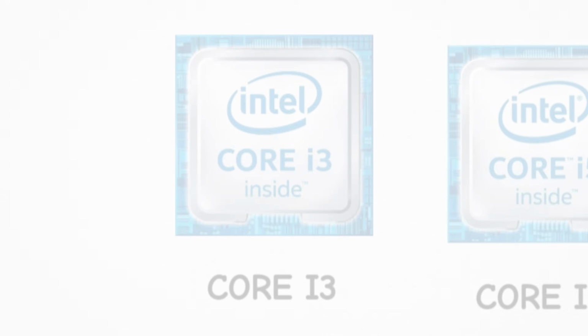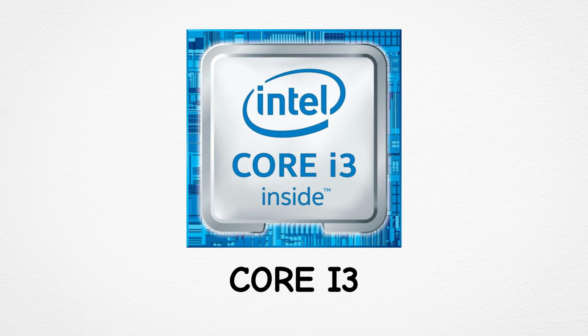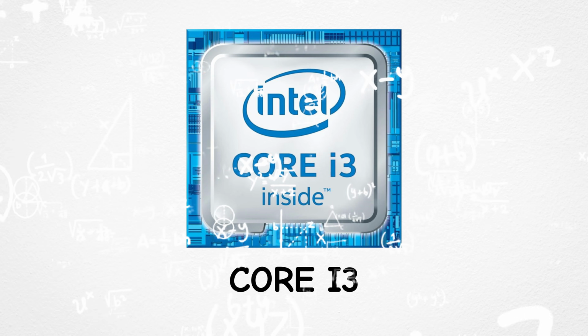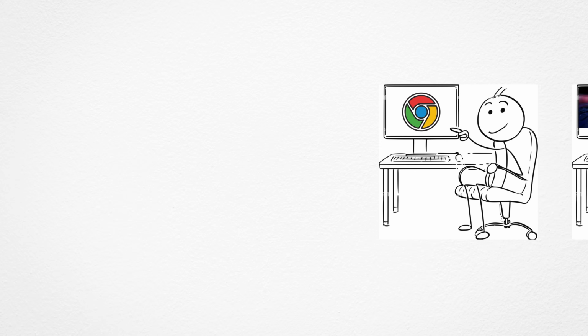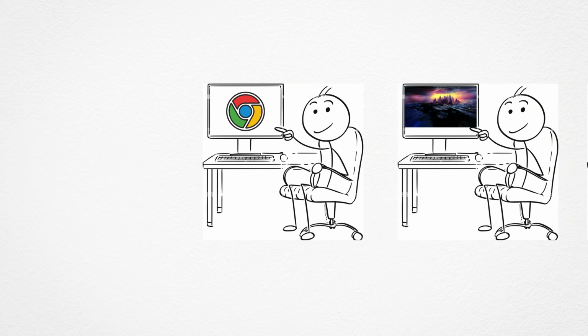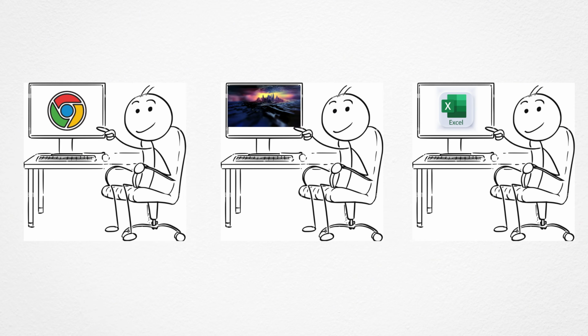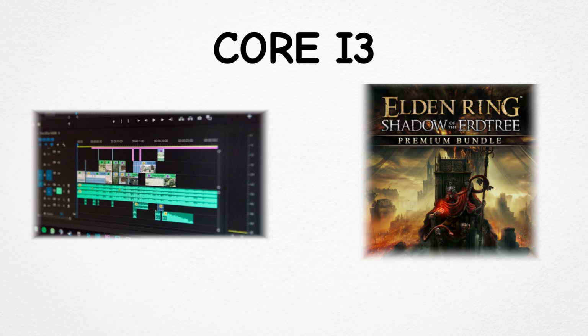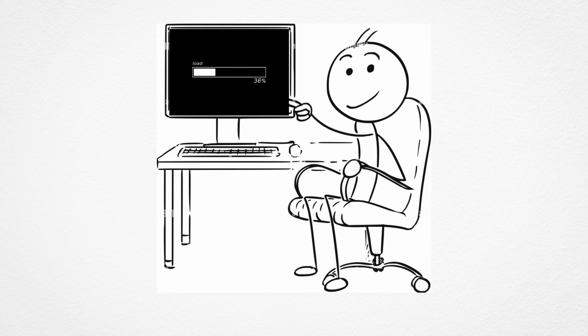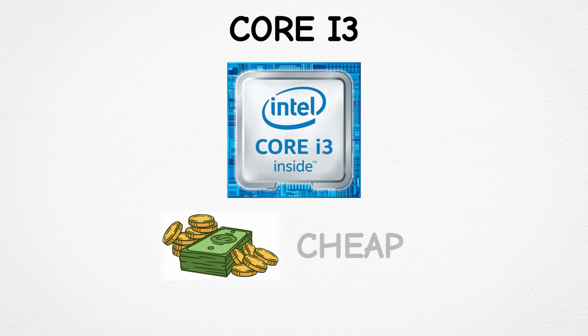Core i3. Core i3 is Intel's low-tier processor that's built for basic computing and light multitasking. It usually comes with 4 to 6 cores, which is good enough for browsing the internet, watching videos, or working on several documents at once. You could even play some light games. If you try to run heavy work like rendering or modern AAA games, it's possible, but you'll get lagging and stuttering. That's actually what makes this processor cheap and a good entry-level CPU for a budget computer.